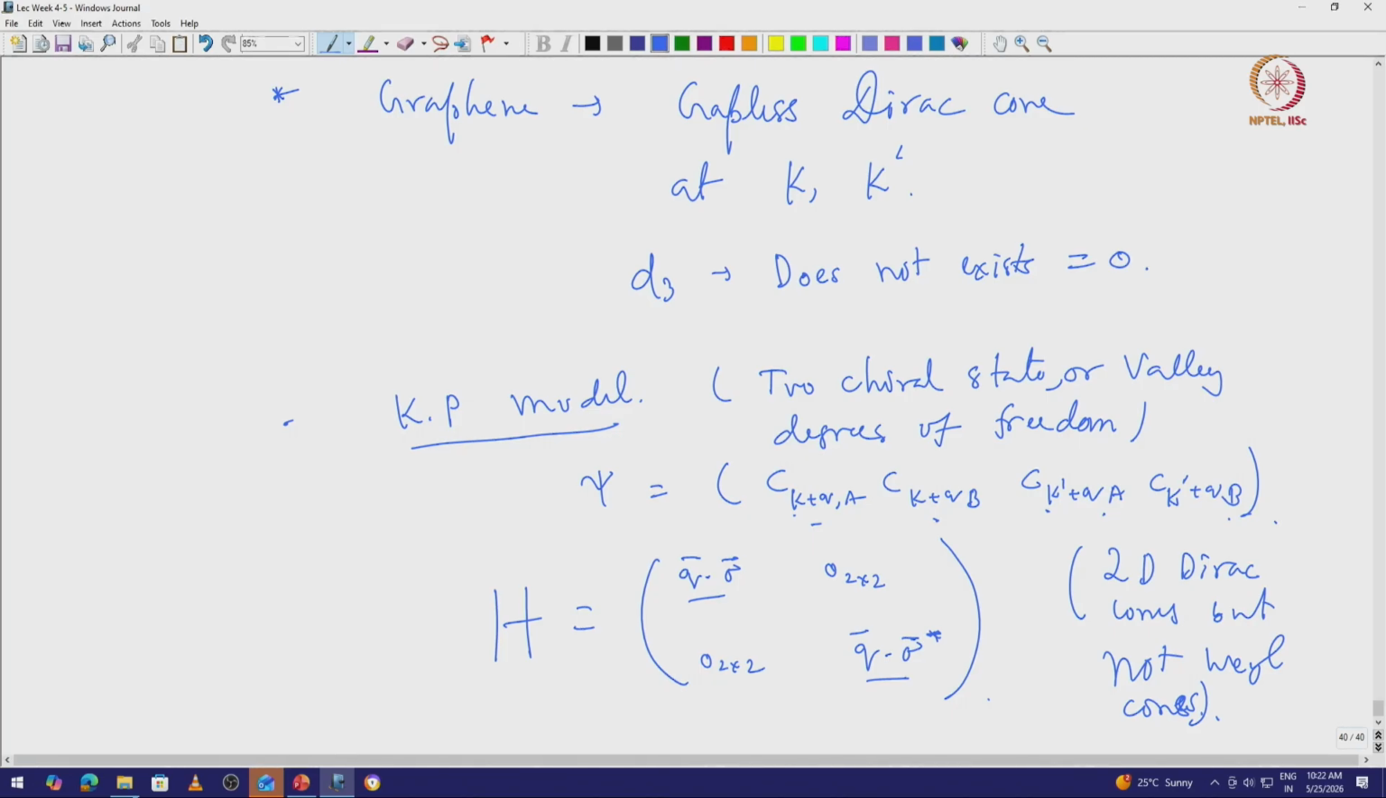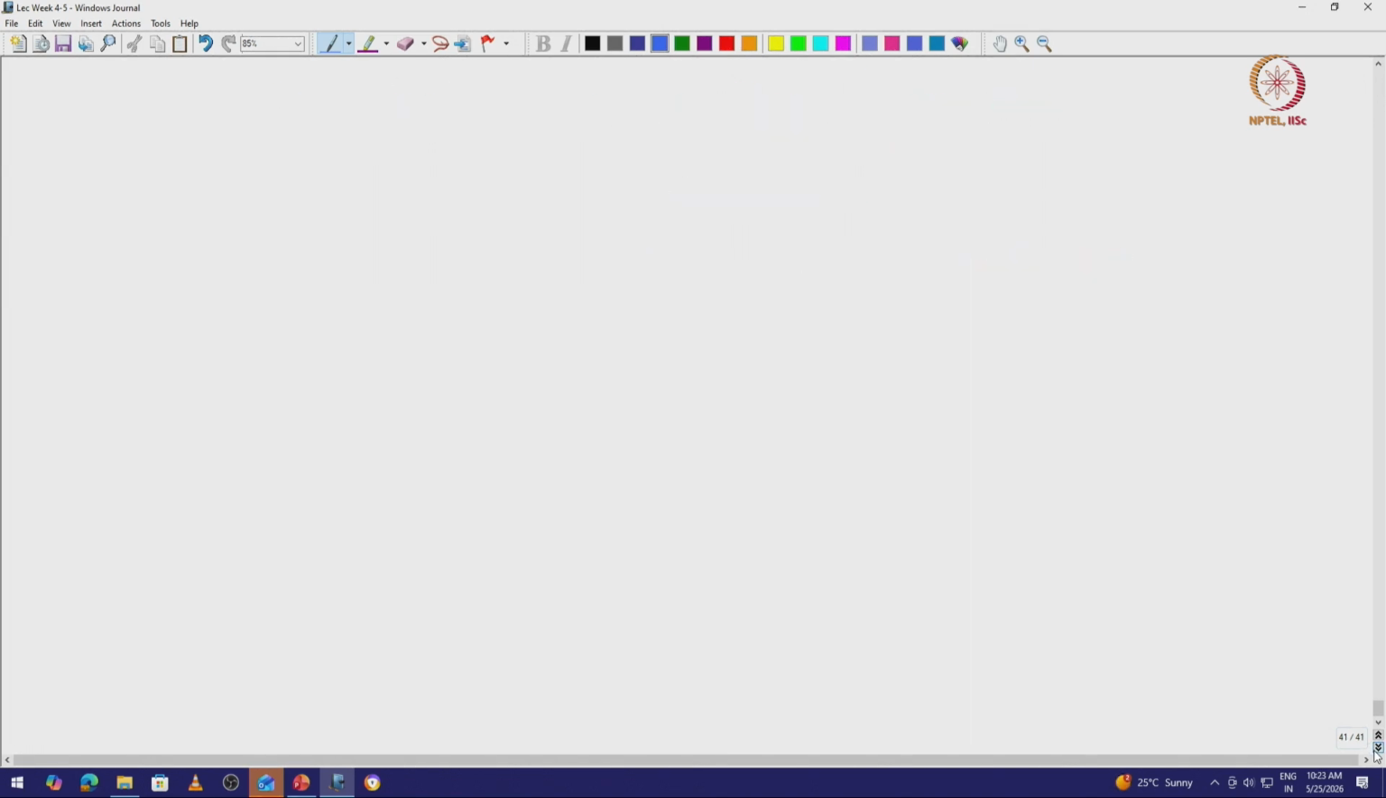Alright, so the question is then, how do you generate a D3 term which can gap out these k points, these Dirac cones, and give us a topological insulator? So that will be the next class, but before that I want to talk about two more quick things about getting this sort of band degeneracy at high symmetric k points. Another one is Rashba spin orbit coupling.